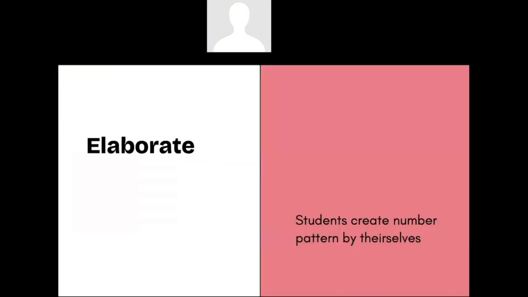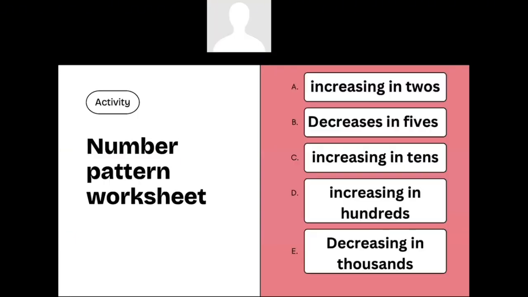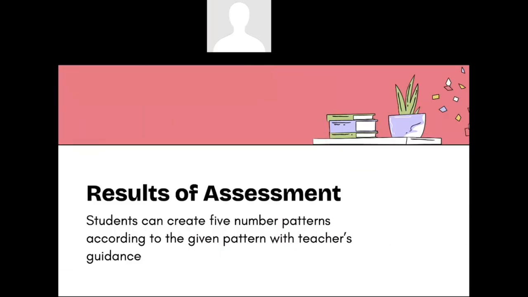Next is the elaborate phase. In elaborate phase, students create the number pattern by themselves in groups. Students need to create the number pattern for the five number patterns, which is increasing in twos, decreasing in 5, increasing in tens, increasing in hundreds, and decreasing in thousand. Based on this worksheet, the students can create the number patterns by themselves with the teacher's guidance.